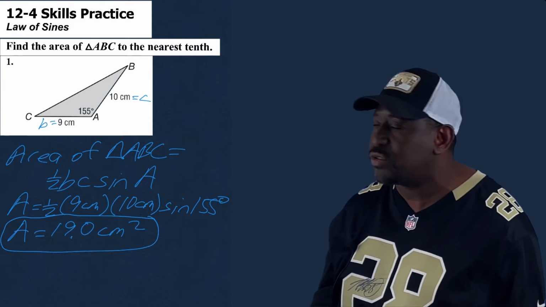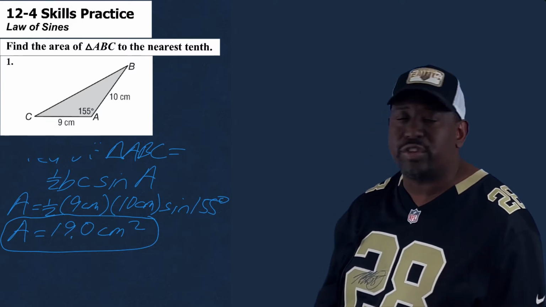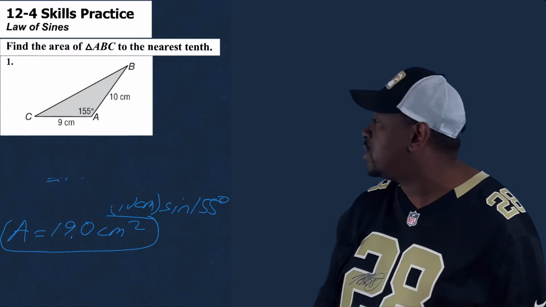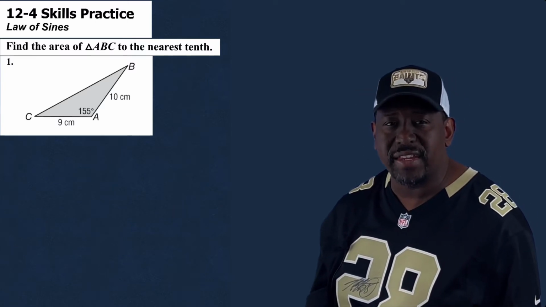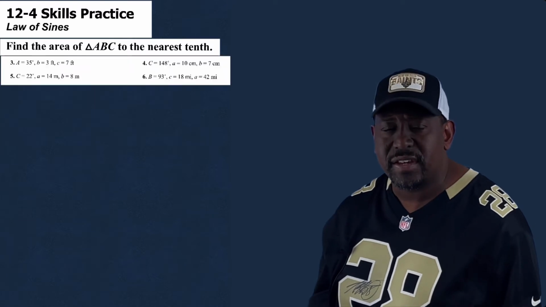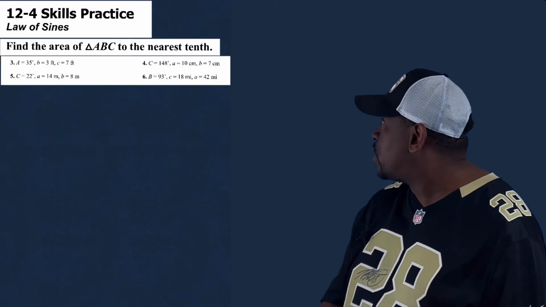It's very important you put centimeters squared because we're dealing with area. It's two-dimensional. And so area will always be your unit squared. In this case, the unit is centimeters. So we're done with our first problem. And again, we want to use the formula that's associated with area in regards to sines.